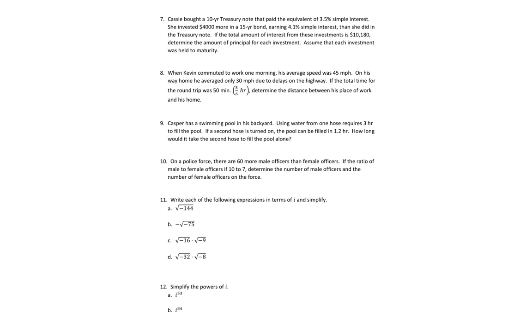All right, so for question 7, it says, Cassie bought a 10-year treasury note that paid the equivalent of 3.5% simple interest. She invested $4,000 more in a 15-year bond, earning 4.1% simple interest, than she did in the treasury note. If the total amount of interest from these investments is $10,180, determine the amount of principal for each investment.